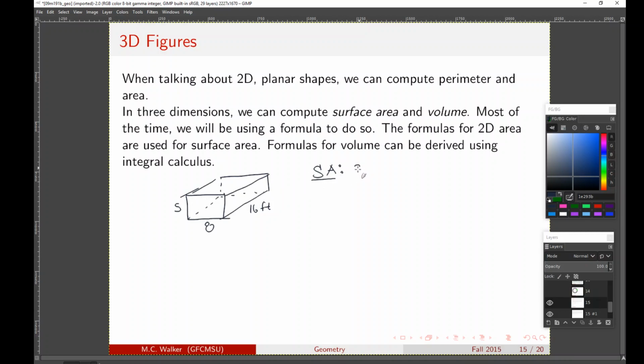So I've got this front and back here that's 5 by 8, and I've got two of them. So that's 2 times 8 times 5, that's 80 square feet. I've also got two of this 8 by 16 bottom. Two times 8 times 16, that's 16 squared, which is 256.